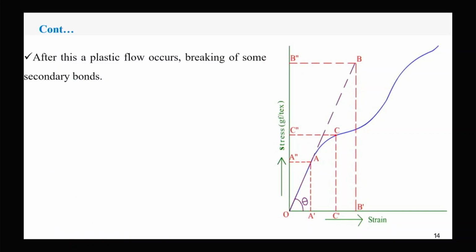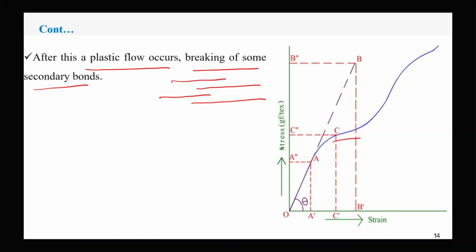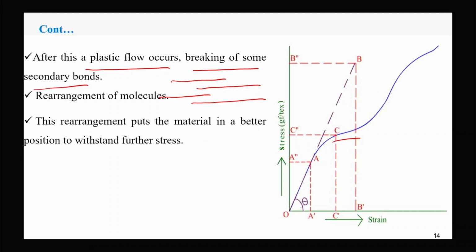Now, after this, a plastic flow occurs. So there will be movement between the molecules, and breaking of some secondary bonds will take place, and molecular sliding takes place, so that there will be easy extension, and rearrangement of molecules will take place. This rearrangement puts the material in a better position to withstand further load.